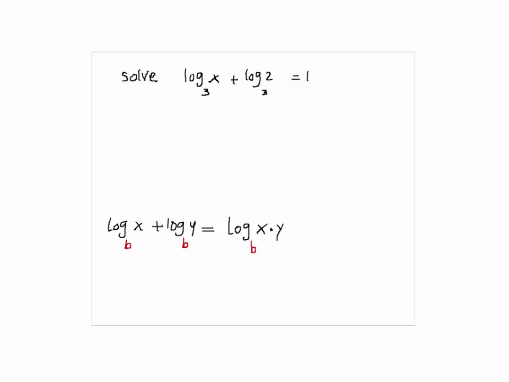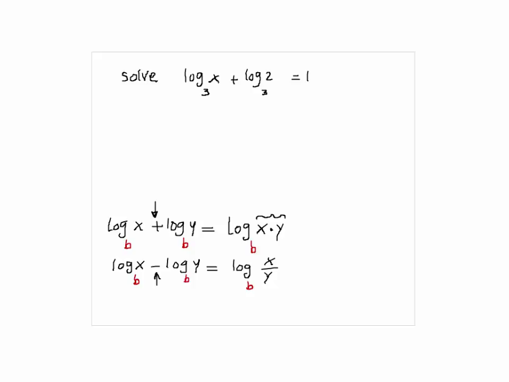That's the first one. Next one, if I have log of x minus log of y, can you guess what that would be? Again, the bases are the same. That would be log of what? Well, if it's a sum, we multiply them. So if it's subtraction, we divide. So it's log of x over y, with the base b. Okay, these are the two properties that we need to know.